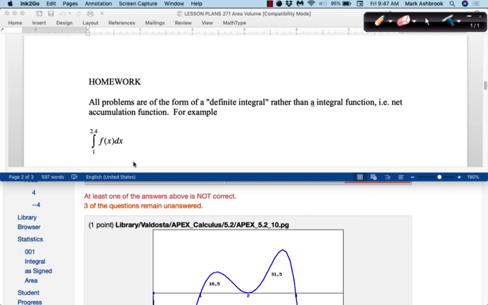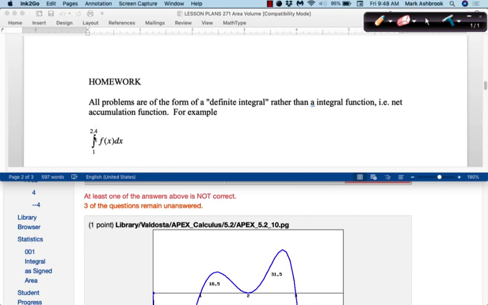Okay, accumulation functions. So what would this have to do with an accumulation function? What's one thing about this? What about f of x? The rate of change function, right? This is the rate of change. You know how fast something is changing at every moment. All right, what about the 1? The x coordinate where we're going to start accumulating from, right? We're going to start accumulating net change from 1.